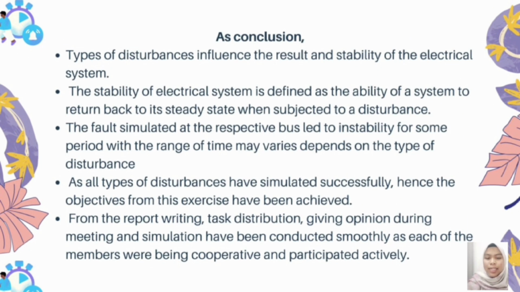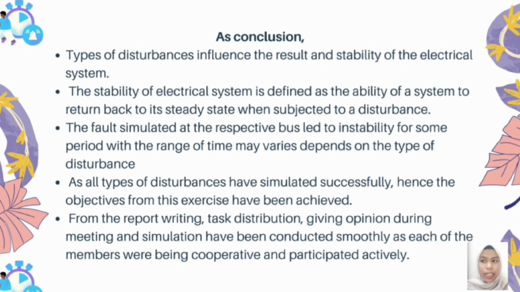As a conclusion, types of disturbance influence the result and stability of the electrical system. The stability of an electrical system can be defined as the ability of a system to return back to its steady state when a disturbance occurs. As known, power is generated by synchronous generators that operate in synchronism with the rest of the system. The fault simulated at the respective bus led to instability for some period, with the time range differing depending on the type of the disturbance.